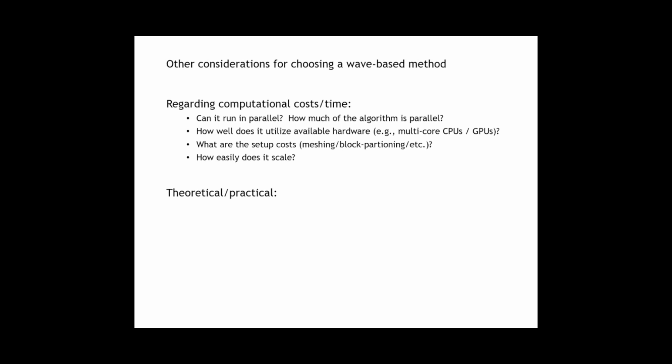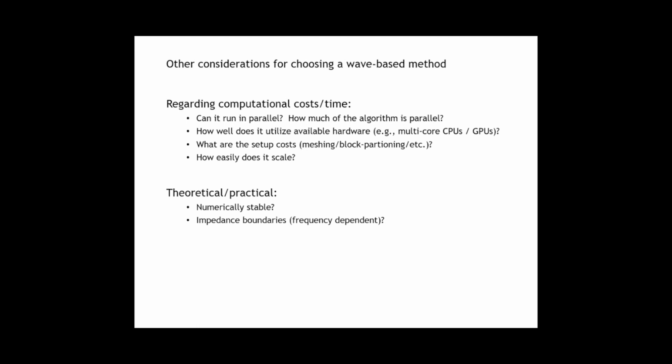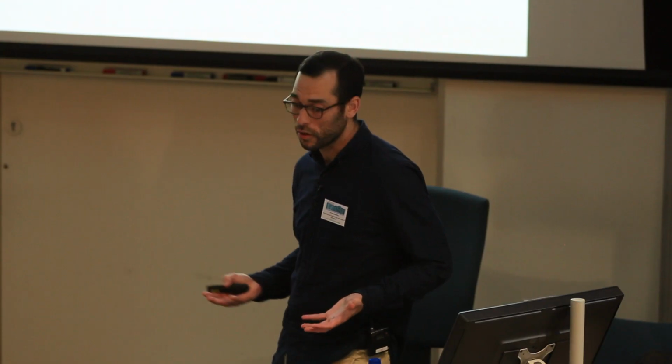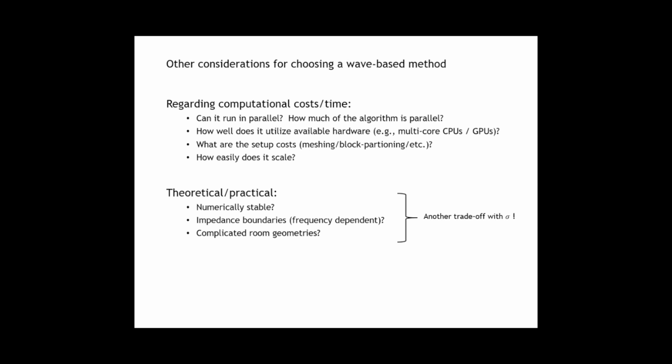And then there are the theoretical issues, which are also practical. Numerical stability is the most important thing if you're going to use it in practice. Otherwise, you'll get that explosive growth. It's unpredictable. It's going to ruin your ears. You need to be able to do impedance boundaries. You can't do much with room acoustics without some sort of absorption at the walls, and it should be frequency dependent as well. And then doing things beyond boxes, so complicated room geometries if you want something more interesting. Typically, these features are also hard to get when you have a low number of points per wavelength. So it's another trade-off with this sigma parameter.